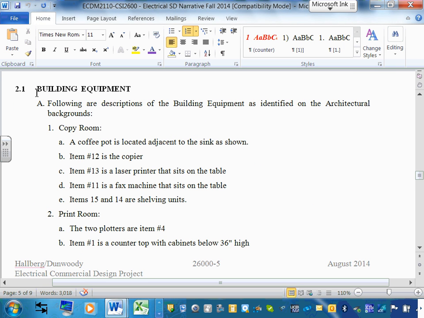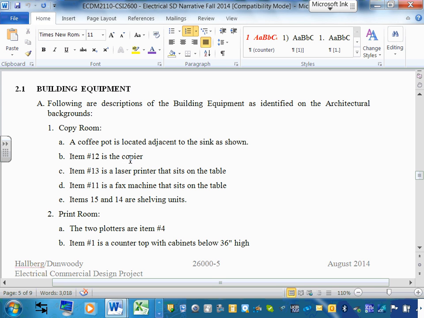Building equipment, 2.1 building equipment. The owner has equipment that needs dedicated circuits, and they're identified by numbers. When you go to the layout of the building, you're going to see a box with number 12 in it. What is that number 12? Number 12 says copier. They want a copier there. So what do you need? If you know there would be a copier there, you need a circuit to feed that copier, a receptacle, in addition to whatever receptacle you have in the area, a dedicated receptacle with a dedicated circuit to that equipment.